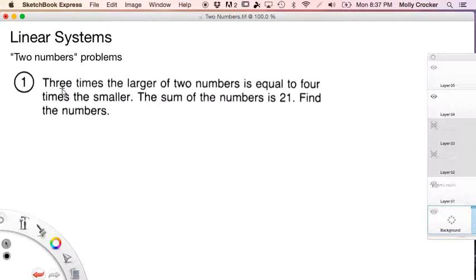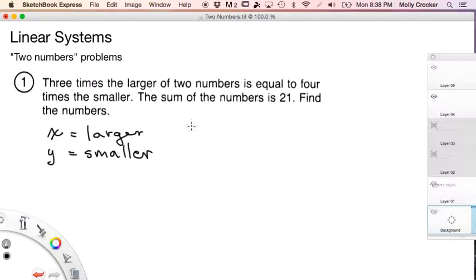And here we are. 3 times larger of two numbers, that's why this is called a two number, is equal to 4 times the smaller. The sum of the numbers is 21. Find the numbers. Well, what do you want to call it when you don't know what it is? And frankly, the hardest part in this whole system is just labeling the numbers. So let's let x equal the larger number. And it's a good idea to put the label on your paper. That means that y is going to be the smaller.